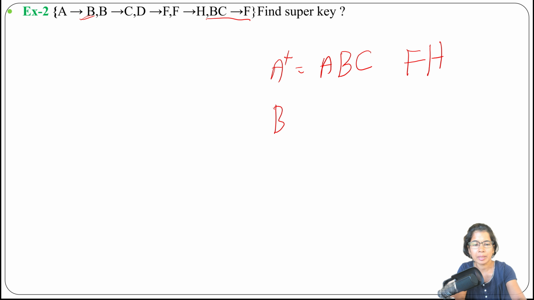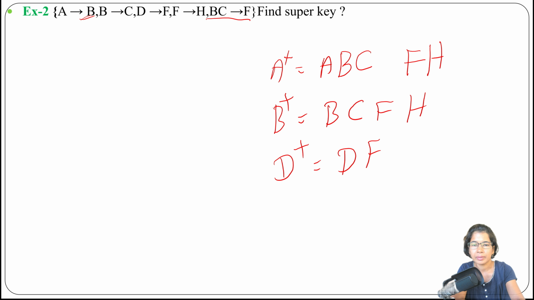Next check B positive closure. B positive closure will be B, C. From B, C, F. From F, H. But we cannot derive D. From A also we cannot derive D. Next check D positive closure. D positive closure equals D, F, H. Now C positive closure. C positive closure equals just C.